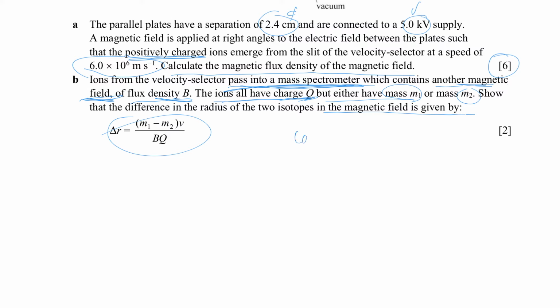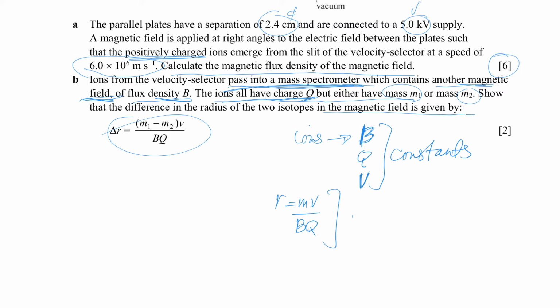When the ions pass through the spectrometer, it means that those ions experience the same magnitude of the B, of course. And the ions all have a charge of Q, and definitely they also have the same V. So these are all constants. Now from the equation R equals mv all over bq, it means that your R depends on the masses, because unfortunately these three are constant.